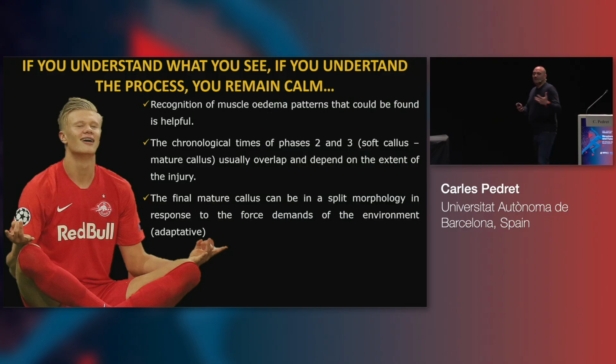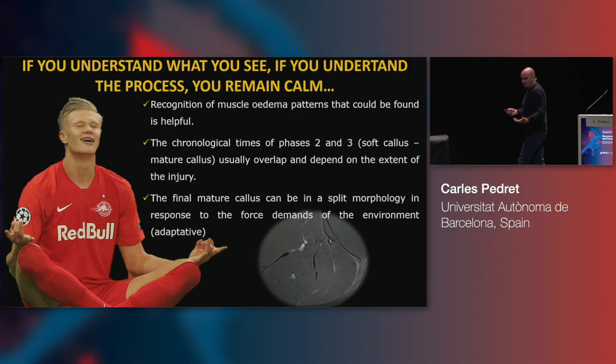So the matter is, if you understand what you're seeing, you can be calm because you understand what's going on. The problem is that if you don't understand and you see a lot of edema or some type of edema, you start getting nervous, and everyone in the club or the team starts getting nervous because this is not progressing well. So we need to understand what is going on, and also that sometimes in severe injuries, as an adaptive process, we can end with a split in a tendon, for example. And that doesn't mean that there is a rupture there.